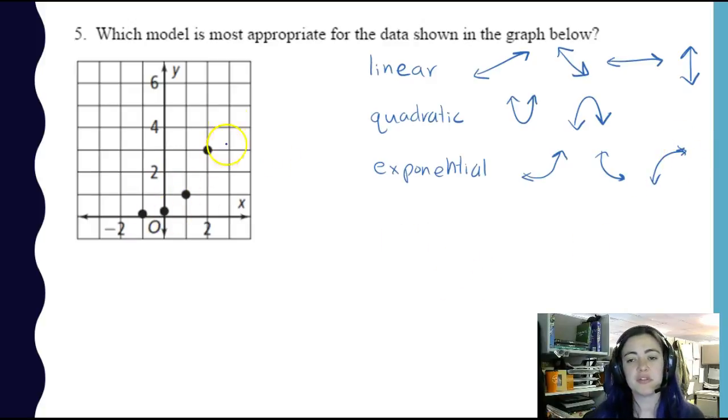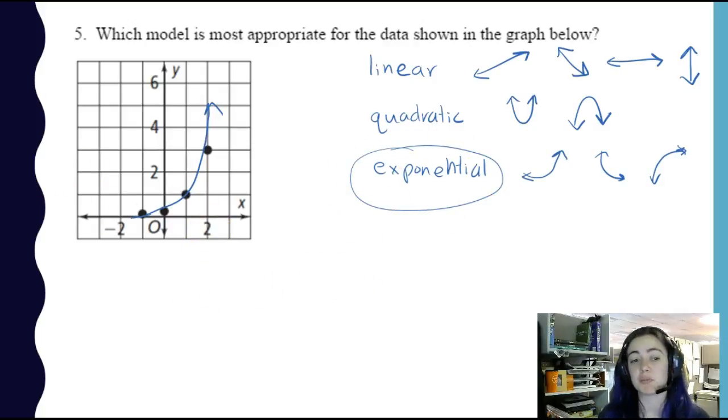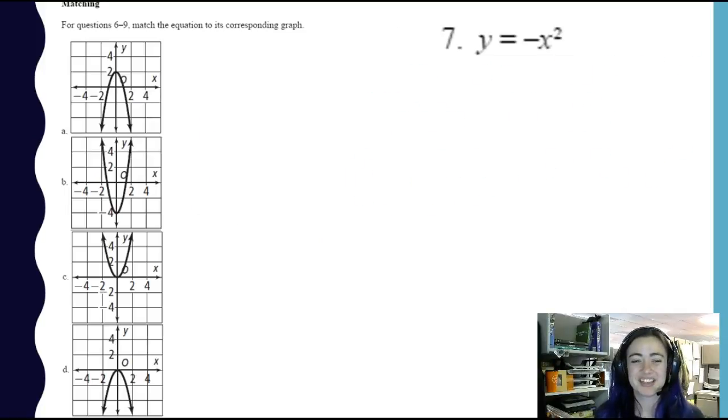So let's think, which of these models is the most appropriate? If we were to kind of connect the dots here, that looks like exponential. So that's the model that is most appropriate, that fits this. It doesn't ask us to come up with the equation, so you don't have to do that.